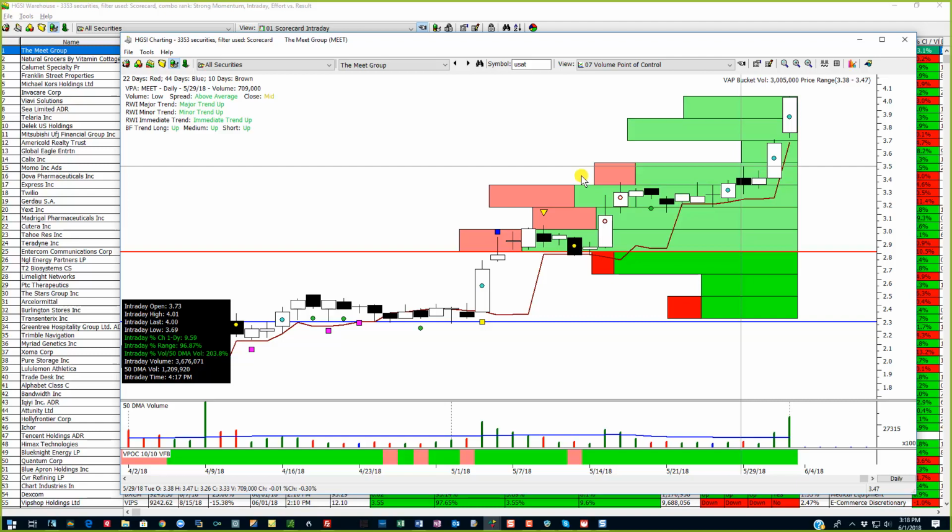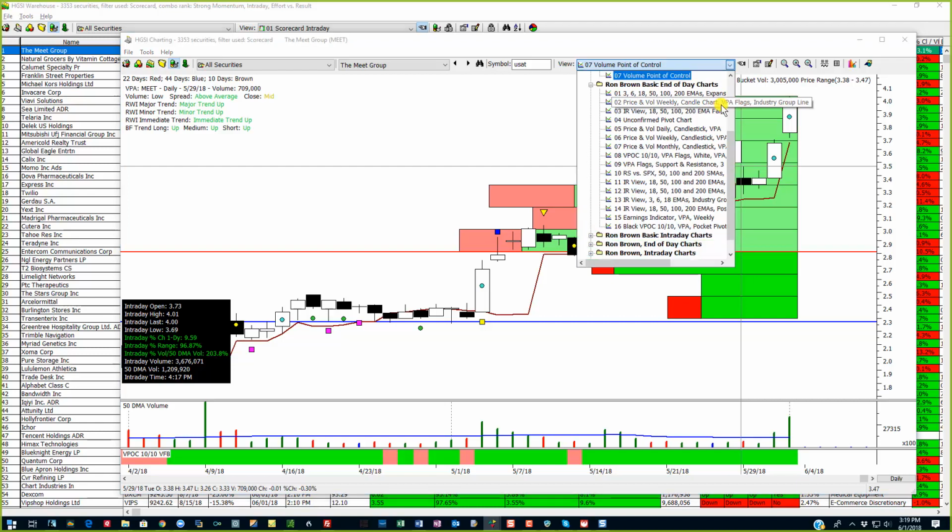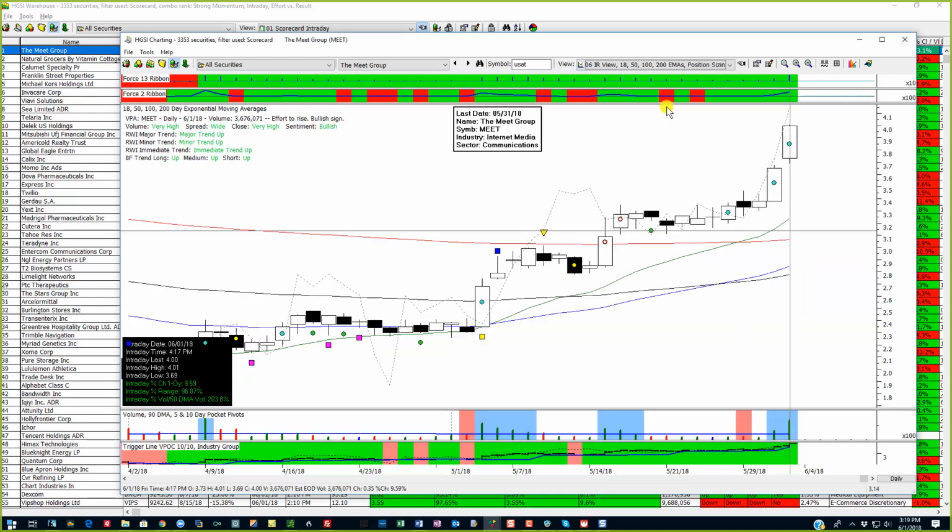Another reason I bought it, in addition to it coming up in the scorecard intraday, I'm on my number 7 chart. I'm just going to move up 1 chart to number 6 because it was starting to generate a pocket pivot, but more importantly, notice this line here. That is the group line. The group was moving up yesterday.